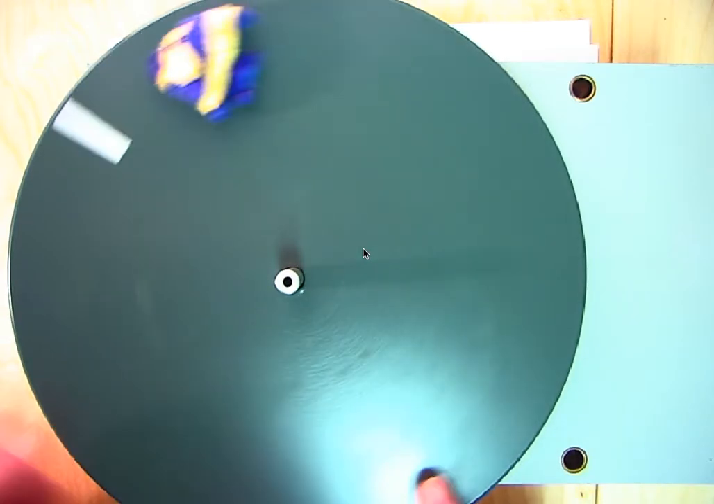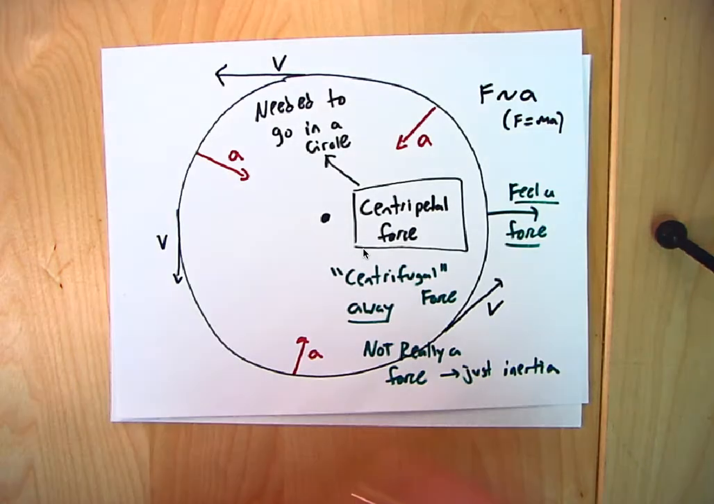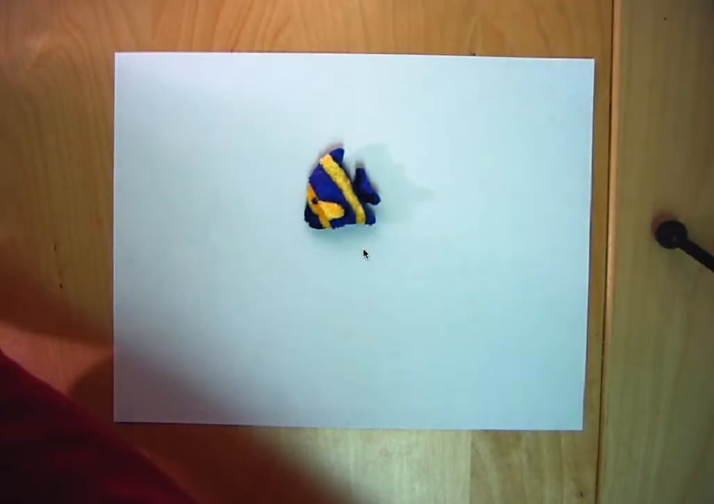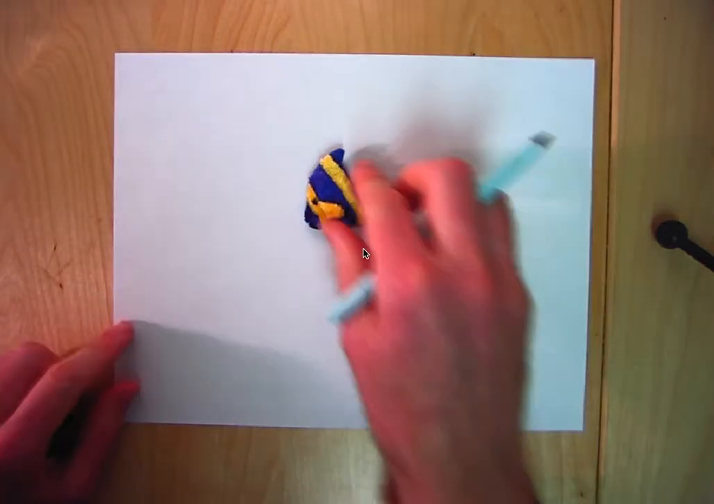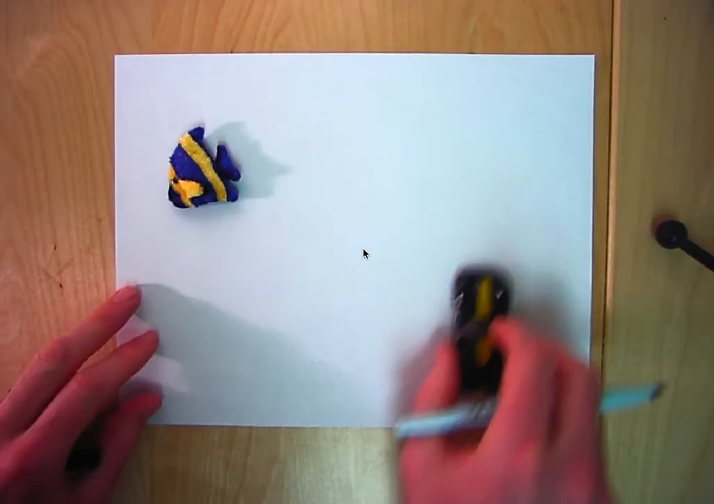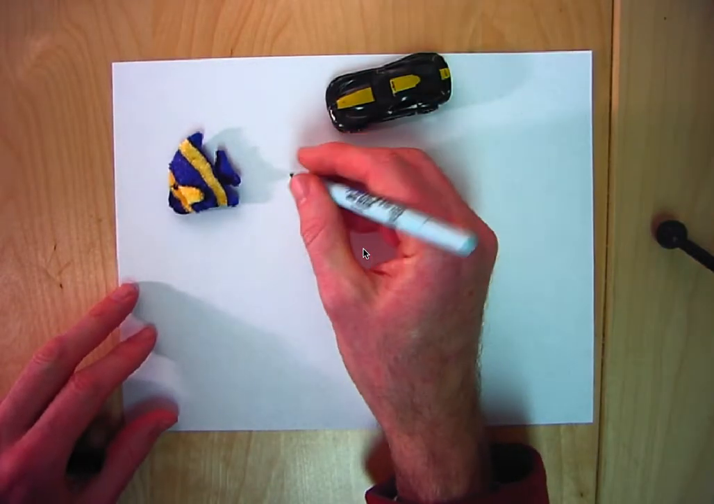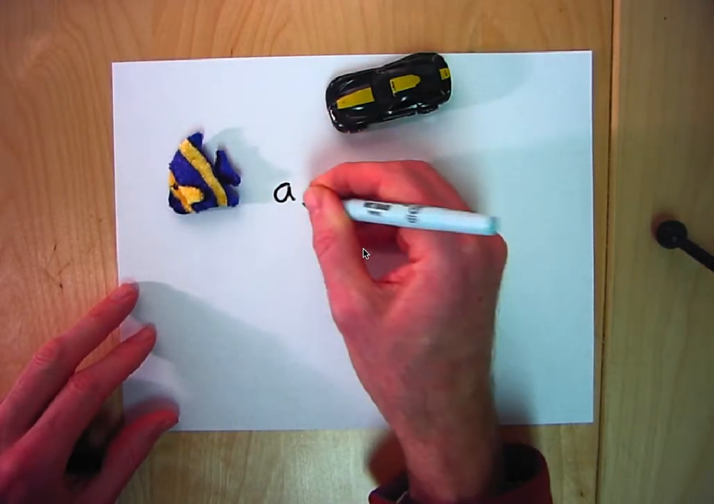Last thing I want to do here is talk about some equations. So let's move this away. Leave the fishy right here. Let's talk about some equations. Physics. Here we go. Bring the cars back. Good. So we have a formula for centripetal acceleration.